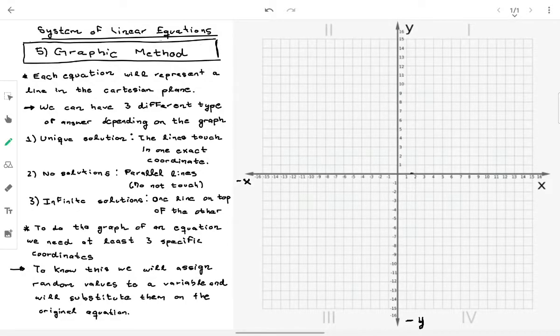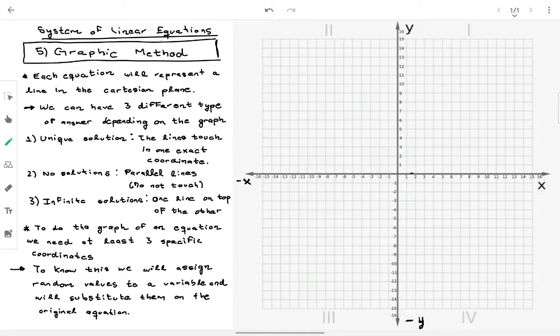So today we will see the last method for solving systems of linear equations, called the graphic method. The name tells us that we will need to draw our specific equations to know the answer. First of all, it's important to know that each equation will represent a line in the Cartesian plane.